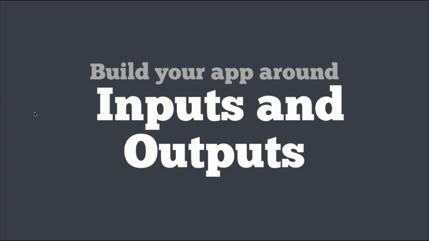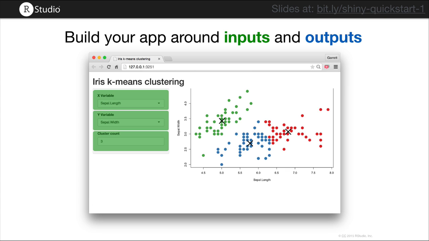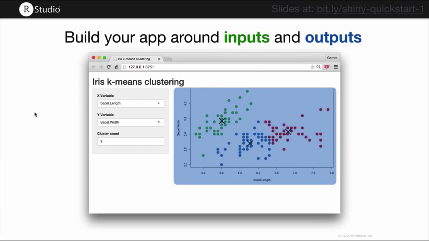As you build your Shiny apps, I urge you to think in terms of inputs and outputs. Inputs are things that your user can toggle or use to provide values to your app. In our app, we have 3 inputs, 3 drop-down menus that the user can use to select variables and the number of clusters. And then outputs would be the R objects that your user sees. These could be plots, tables, text. They're the things that will respond when your user changes an input.